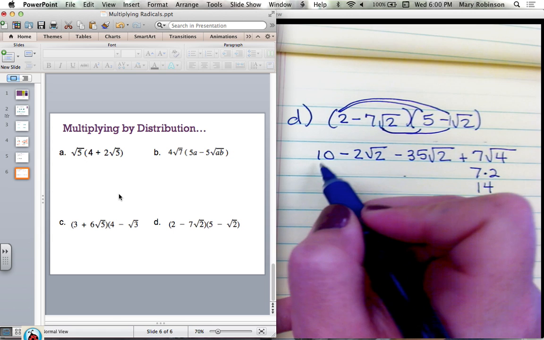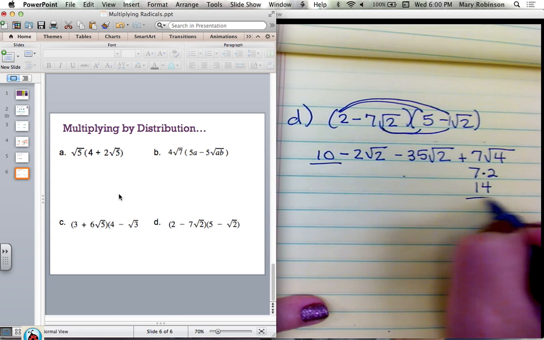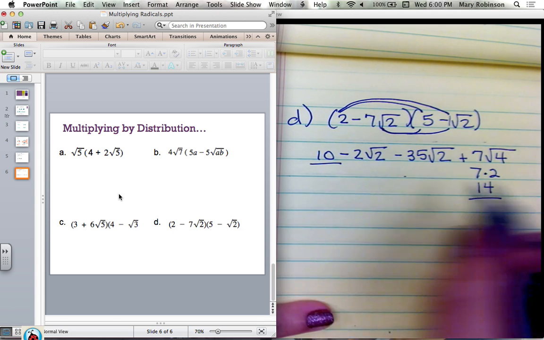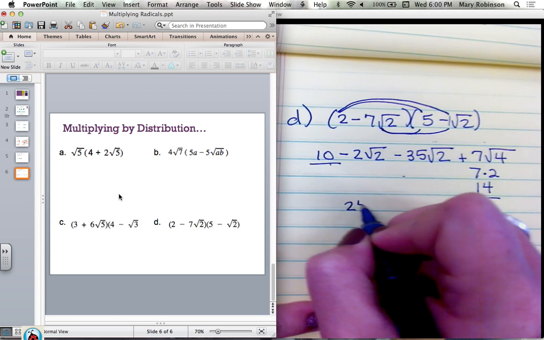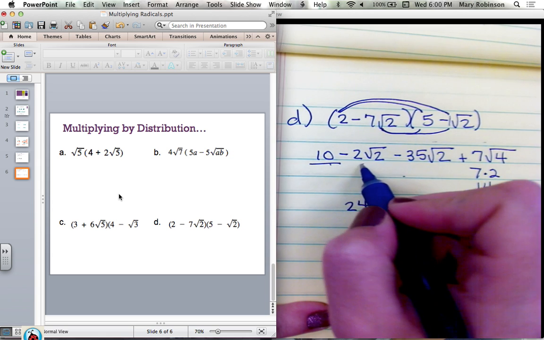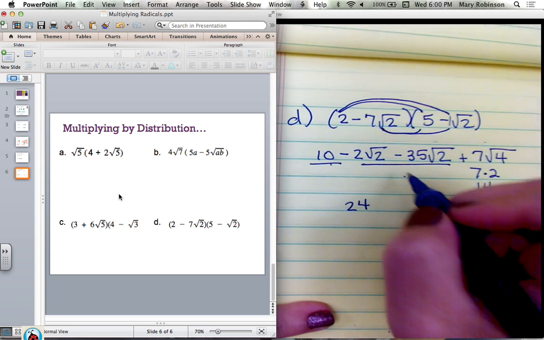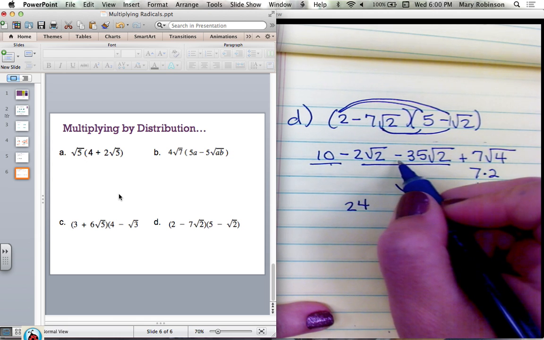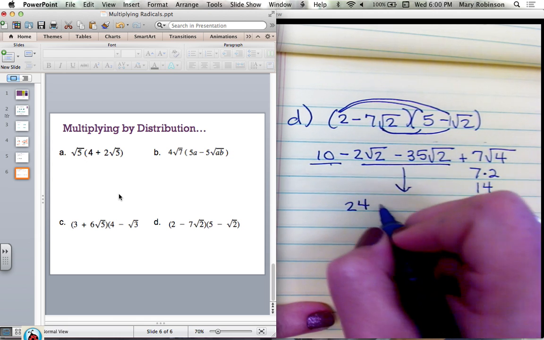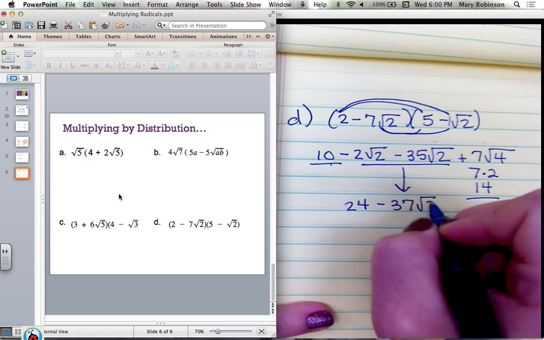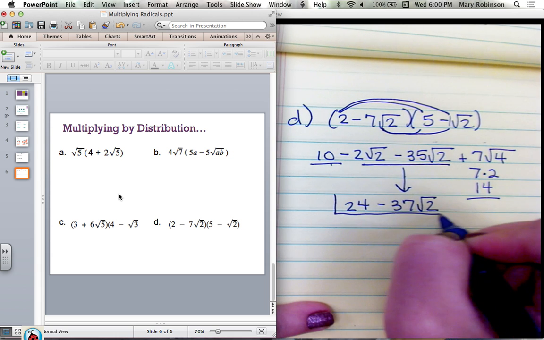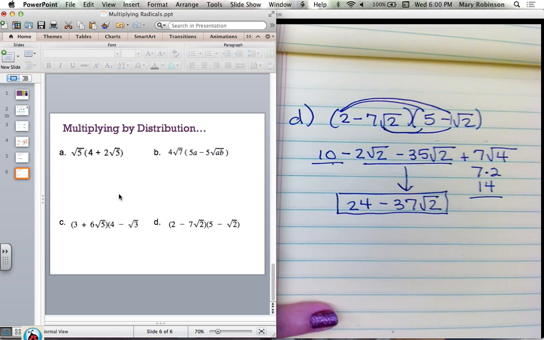At this point, I recognize that I have an integer 10 here and 14, both positive. I need to combine like terms at this time. So 10 and 14 is 24. And these two terms also are like terms because they have the square root of 2. Negative 2 minus 35 is negative 37 square roots of 2. I do not have any like terms, so I am through. And that concludes your lesson on multiplying radicals.